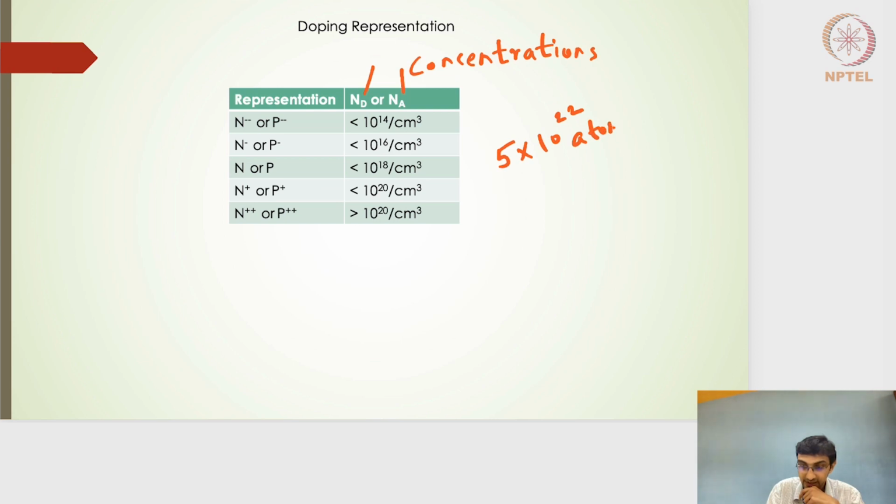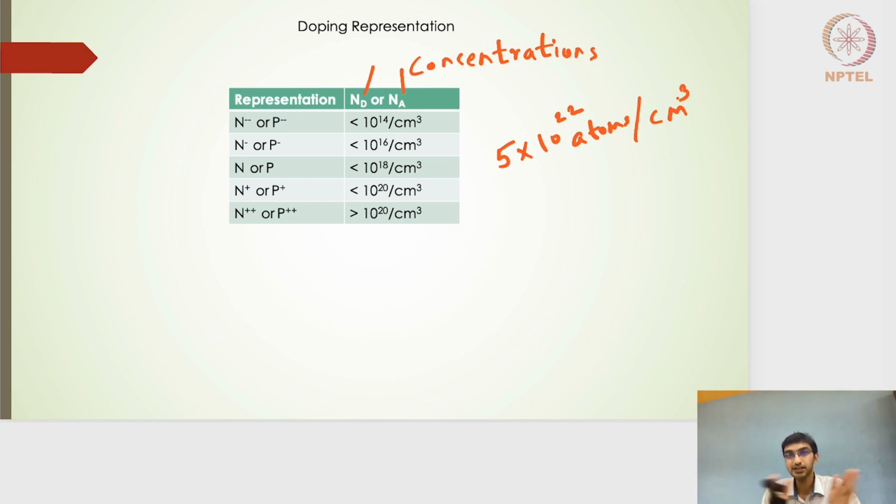For silicon, if I have a silicon block and I take 1 centimeter cube of the silicon block, I'll get 5 into 10 raised to 22 atoms of pure silicon. So if I have bulk silicon and I make it into 1 centimeter cube blocks, I'll get 5 into 10 raised to 22 atoms.